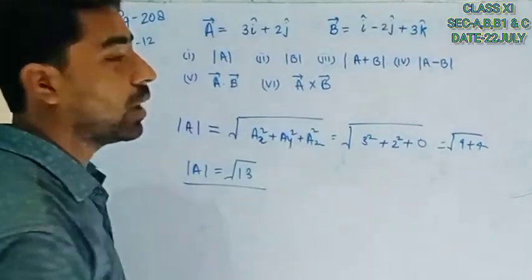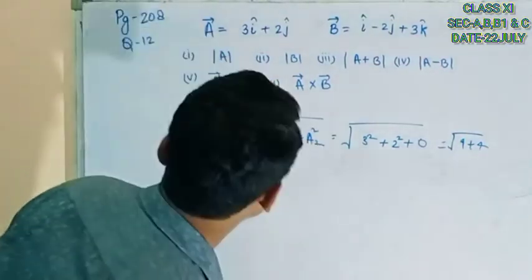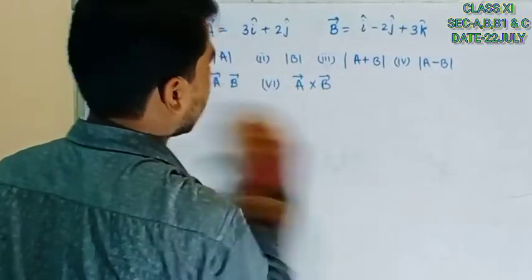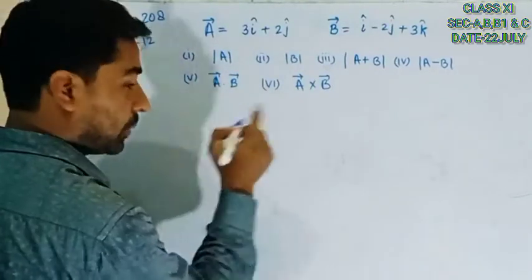So first of all what do we have to do? We have to add A and B. Then we will find the magnitude. So see here, what will be the first, A plus B? Doing that, first I am doing A plus B.